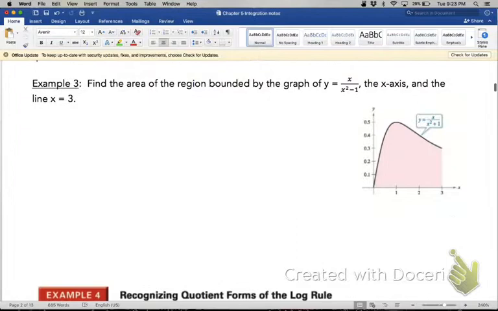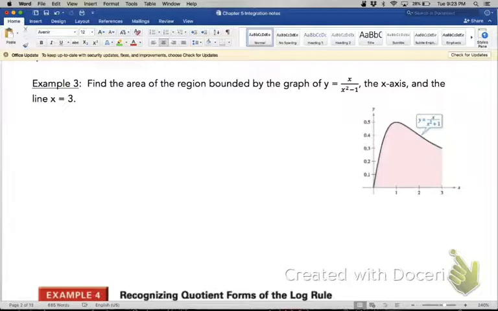But let's go ahead and look at example 3. We want to find the area of the region bounded by the graph of y equals x over x squared minus 1, the x-axis, and the line x equals 3. So here we are looking at a definite integral. And so we're starting at 0. And because we're talking about area, it's got to be positive. And so 0 is the first x-intercept there. That's where it starts to become positive. So that's how we know that.